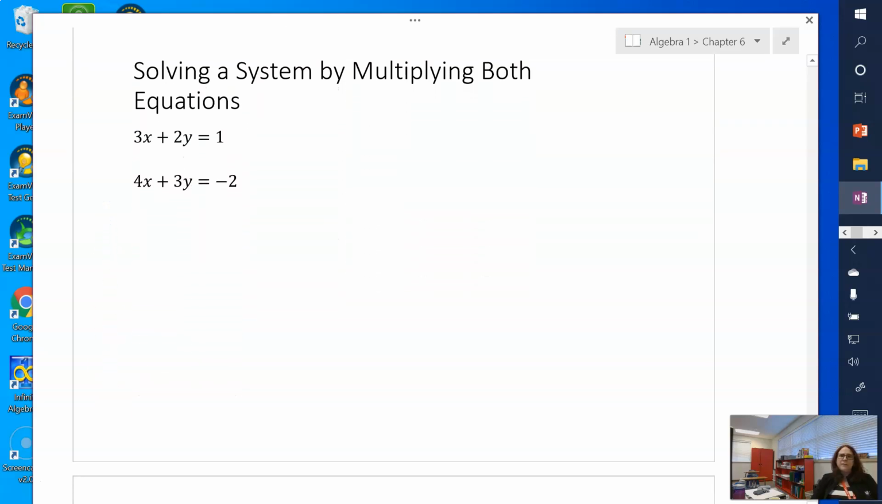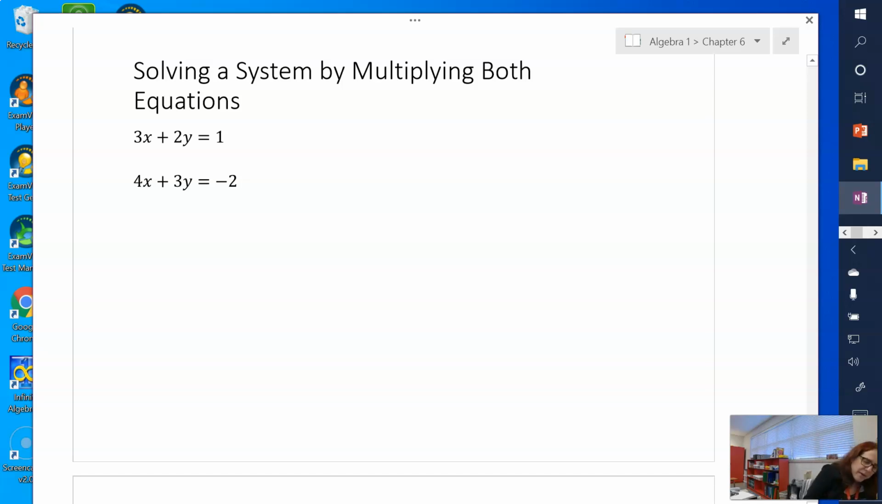Now what happens if I need to multiply both equations? When I look at the coefficients, I don't see a way to multiply one equation to then eliminate a variable. So what I'm going to do is multiply both equations. Now we've been eliminating y. Let's eliminate x instead. So I have a 3x and a 4x.